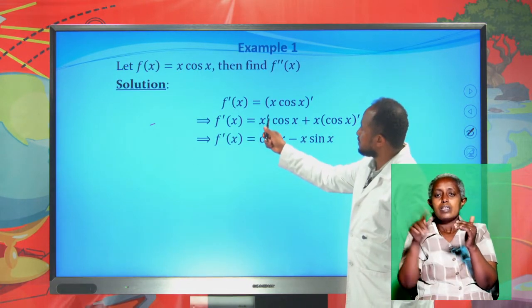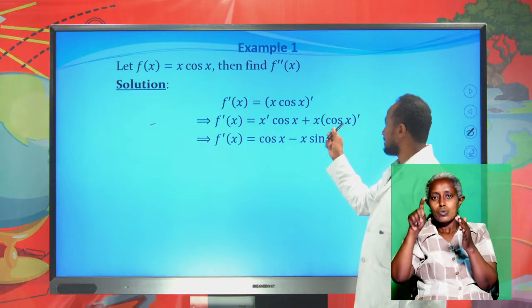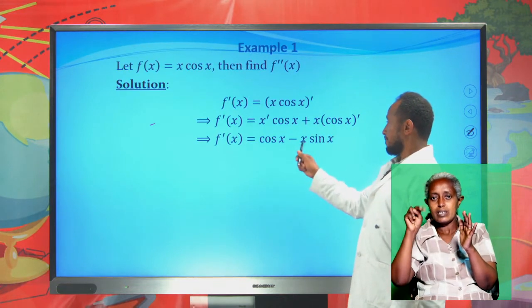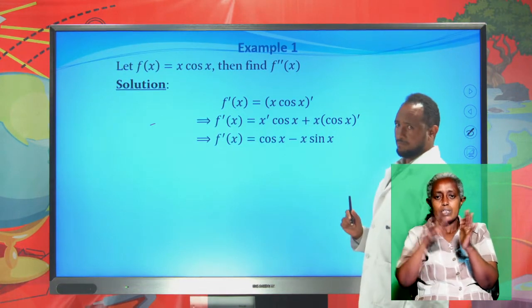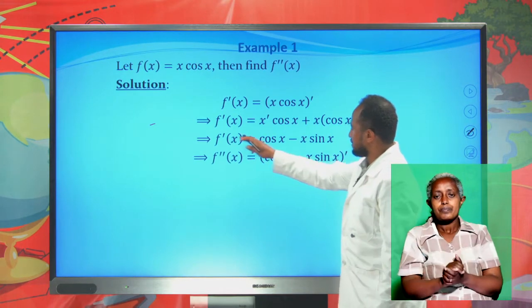This equals the derivative of x, which is 1, times cos x. The derivative of cos x is minus sine x. Minus sine x times x is minus x sine x. So this is the first derivative.